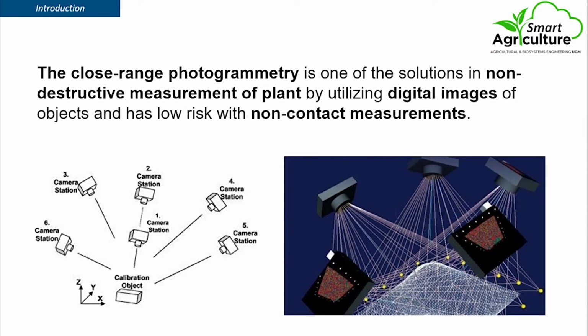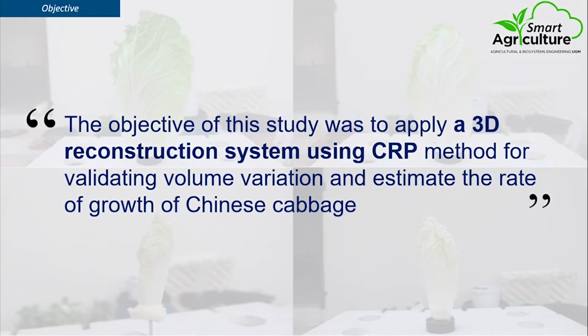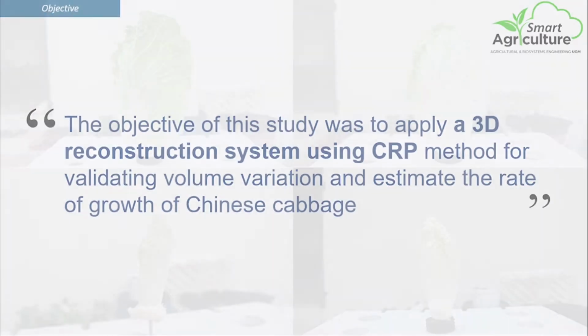Close-range photogrammetry, or CRP, is one of the solutions in non-destructive measurement of plants by utilizing digital images of the object, and has low risk with non-contact measurement. However, to present the functionality of the system for plant growth behavior, it is necessary to evaluate its accuracy and performance. The objective of this study was to apply a 3D reconstruction system using the CRP method for validating volume variation and estimating the rate of growth of Chinese cabbage.